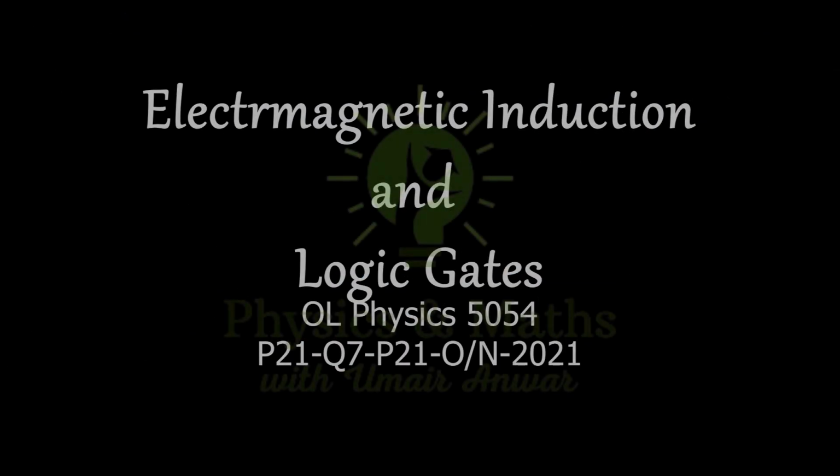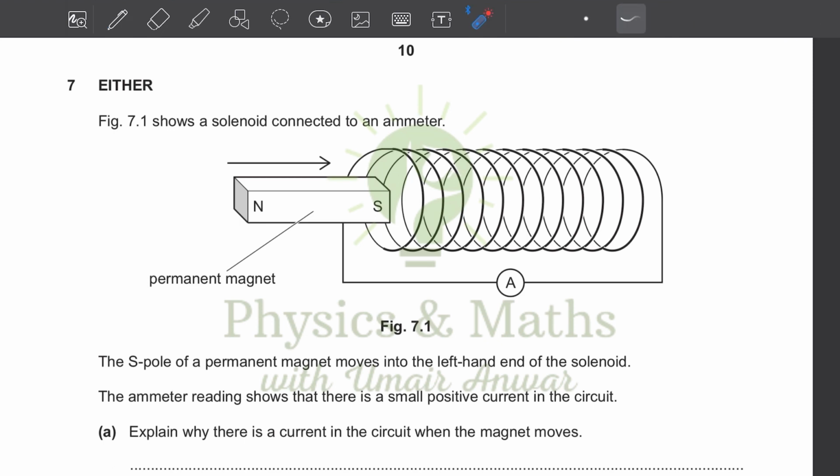Welcome to this tutorial. I'm solving question number 7 of paper 2-1 October-November exam series of 2021. There are two parts in this question where we are given a choice. So I'm solving the first one here.